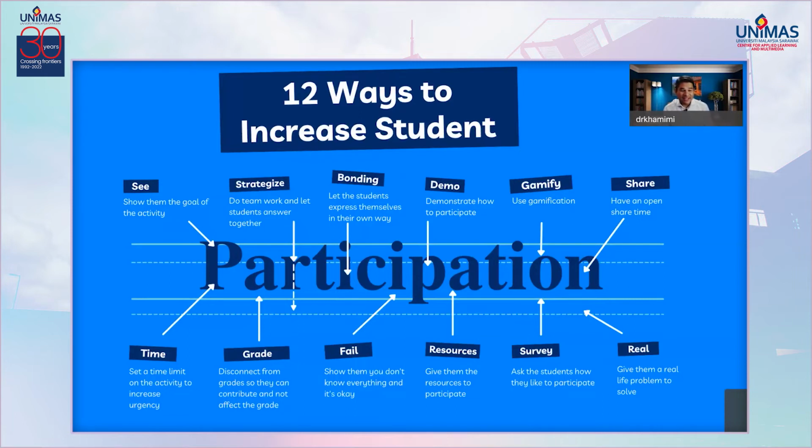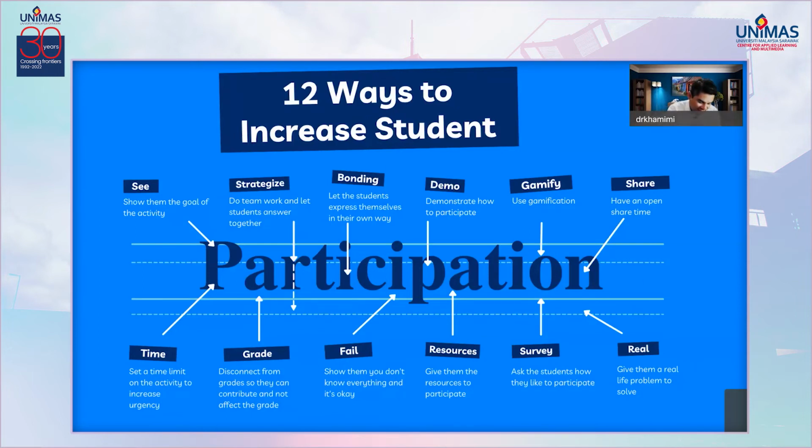First one is to show them the goal of the activity. Number 2, strategize, do teamwork and let students answer together. 3, bonding, let the students express themselves in their own way. Number 4, demonstrate how to participate. Right now, students don't know how to participate, so we must demonstrate. See, it's some kind of spoon feeding, right? But in the first class, we might show them and demonstrate how to participate.